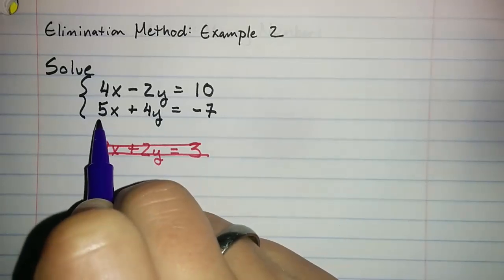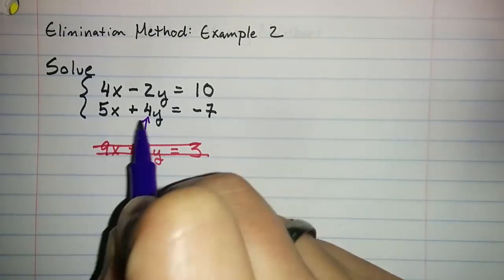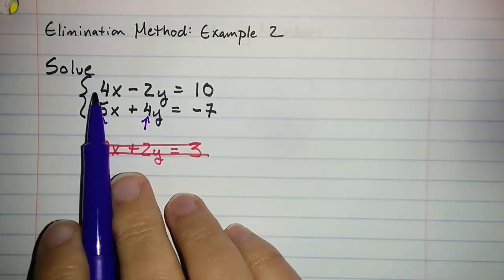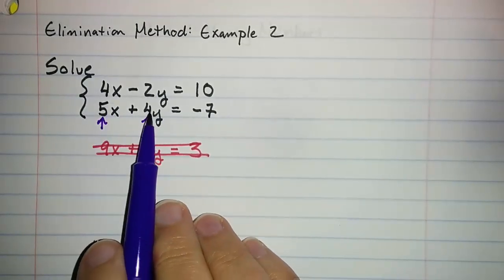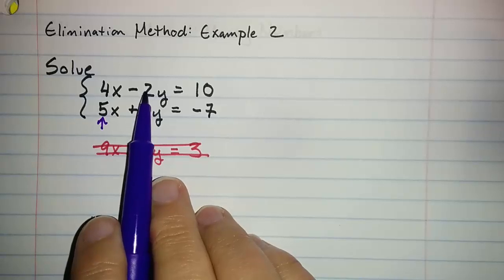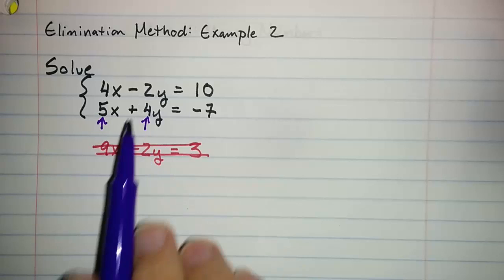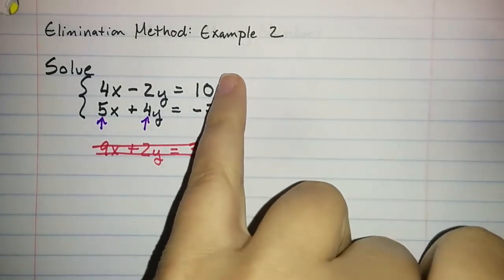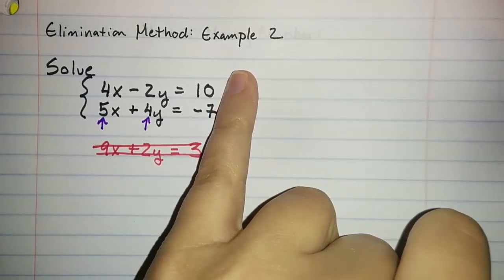In the examples we saw before, one or the other variable had coefficients that were opposite one another. And we don't have that here. 5 is not the opposite of 4. 4 is not the opposite of negative 2. But it's pretty close, isn't it? Do you see something that I could do to this first equation to fix the problem that we have?